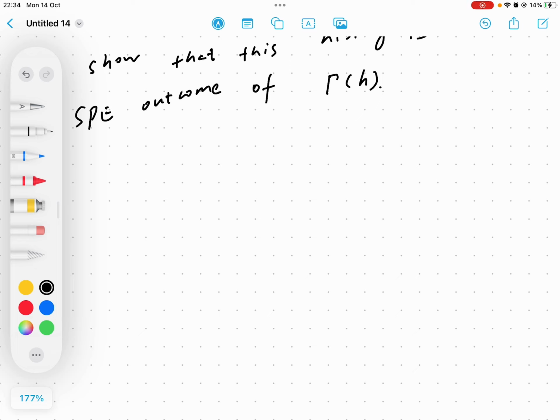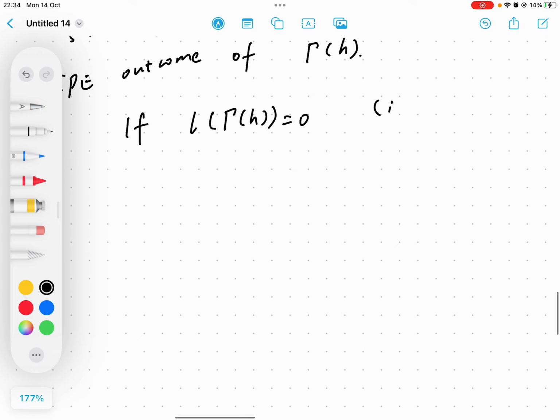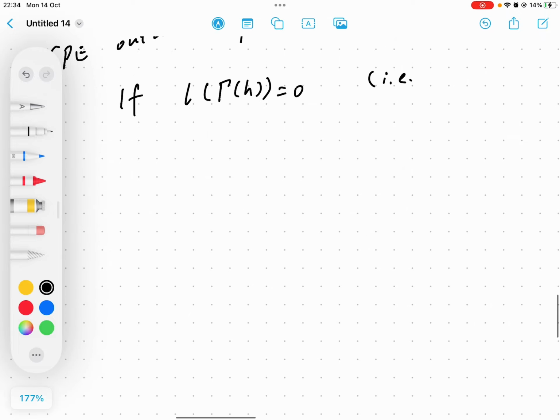Okay, so specifically, if the length of gamma with history H is 0, this is a special case, right? So if it doesn't have any length, it means that H is just a terminal history, right?